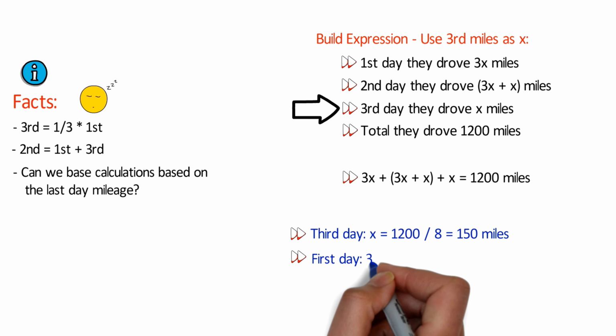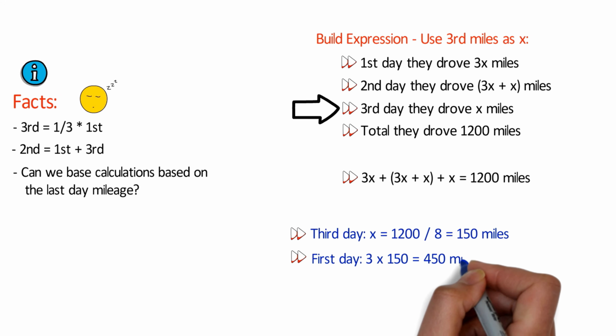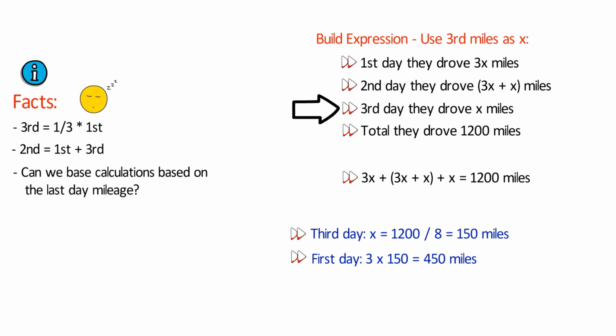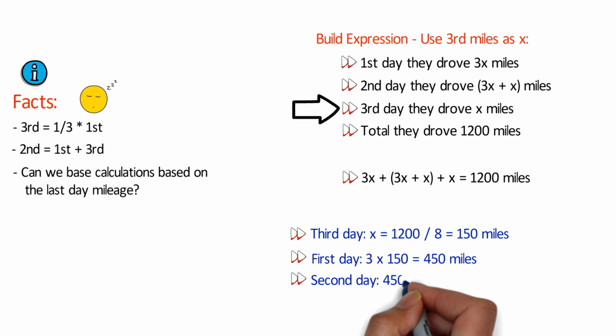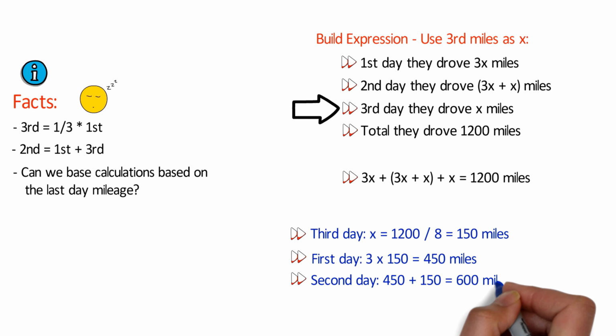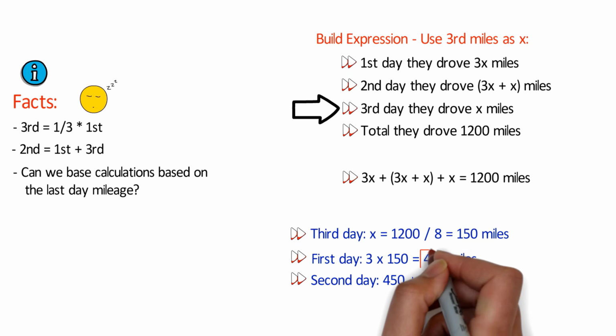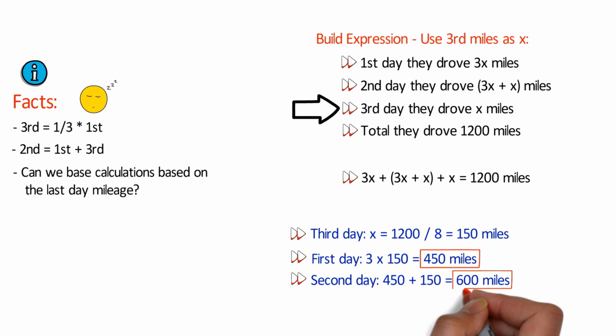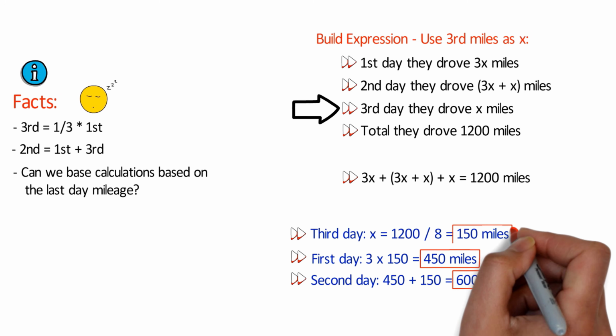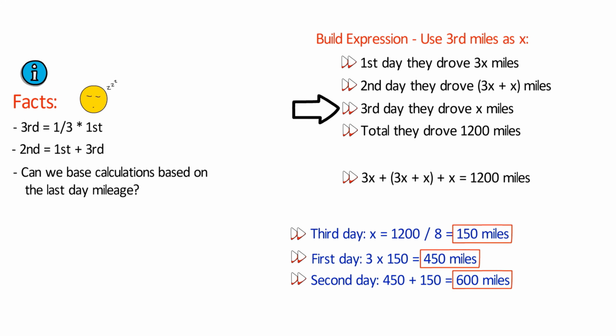On the first day then, they drove 3 multiplied by 150, which is the equivalent of 450 miles. And on the second day, they drove 450 plus 150 equals 600 miles. So the correct choice here is choice C. On the first day, 450 miles, second day, 600 miles, and on the third day, 150 miles.